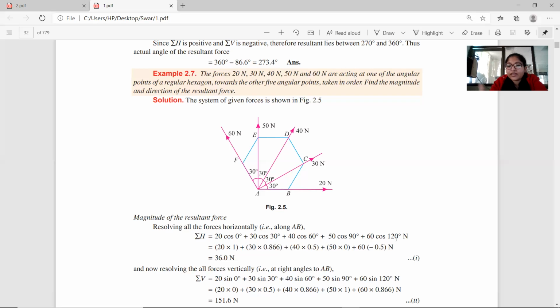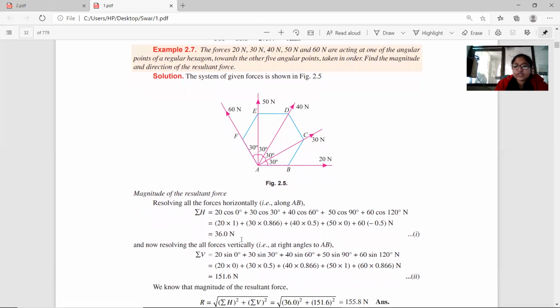Why are we multiplying these Newtons with cos theta? Because whenever we resolve the force, we take the force intensity, or the force magnitude, along with the resolving component. That's why we say 30 cos theta, 20 cos 0, 40 cos 60. We put the values of cos 0, cos 30, cos 60, cos 90 and cos 120 in this equation. Then after solving, my sigma h will be 36 Newton.